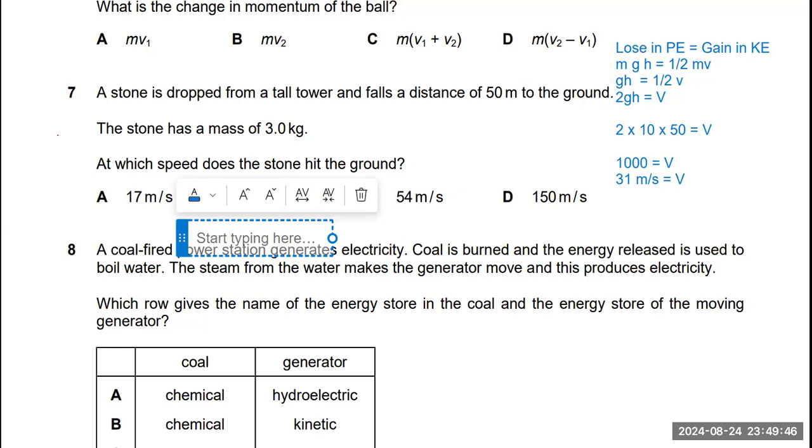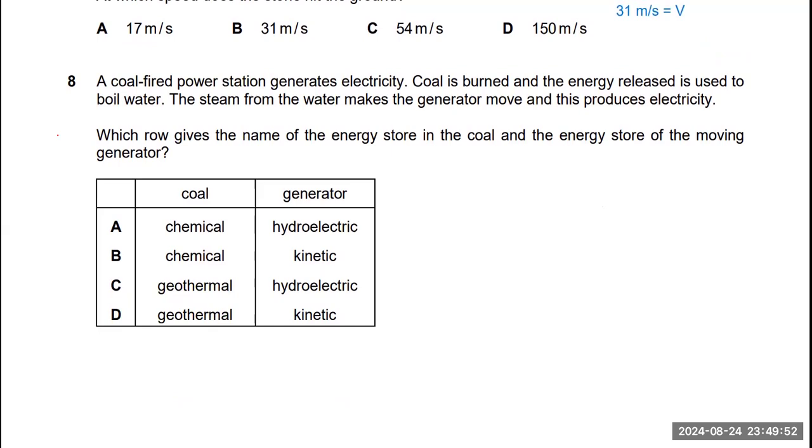A coal-fired power station generates electricity. Coal is burned and the energy released is used to boil water. The steam from the water makes the generator move and this produces electricity. Which row gives the name of the energy stored in the coal and the energy stored in the moving generator? The question is that you are burning coal, and by burning the coal, thermal energy is released.